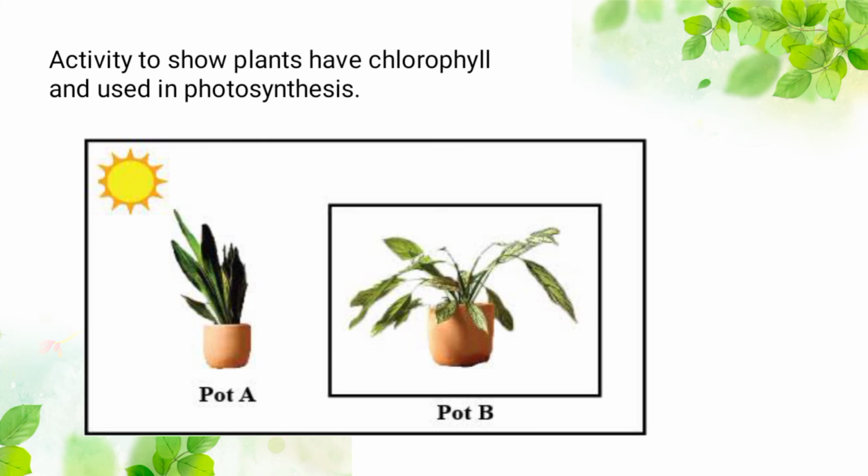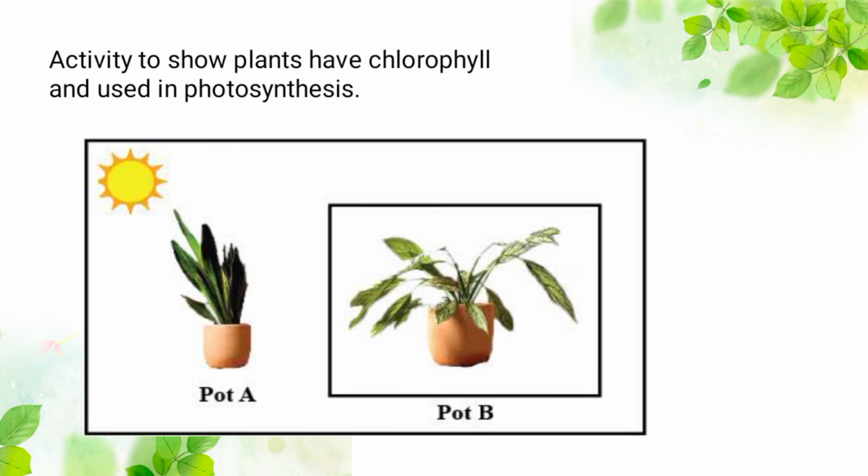For what reason does this happen? This happens because in pot A photosynthesis takes place, because there is sunlight from the surroundings. They are taking carbon dioxide, and from the roots they are withdrawing minerals and water, and they are giving out oxygen and preparing their own food. So if a plant is preparing food, then it stays alive.